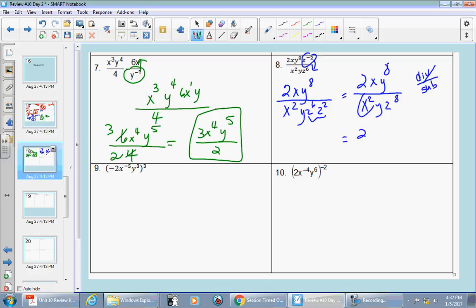Now for the x's, I'm going to do 2 minus 1, but there's one more x left in the bottom, so that leaves 1x in the bottom. For the y's, I have 8y's minus 1y is y to the 7th, and it's on top. And for the z's, I have z to the 8th on bottom.